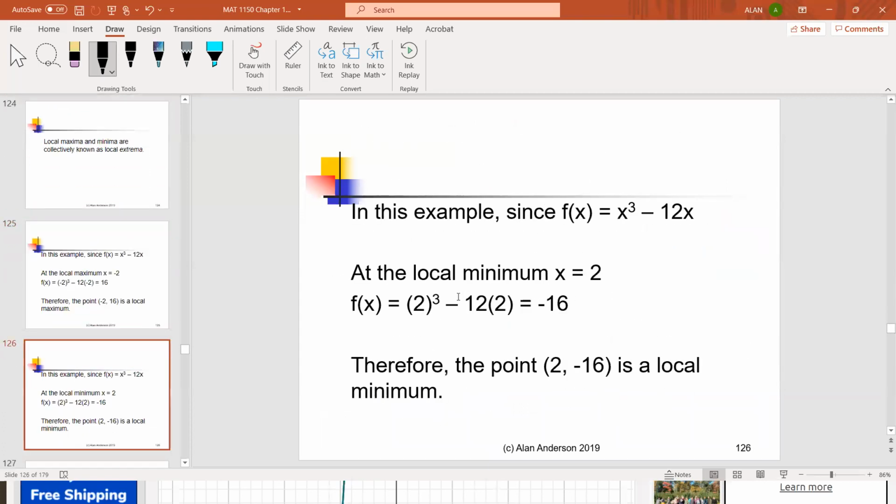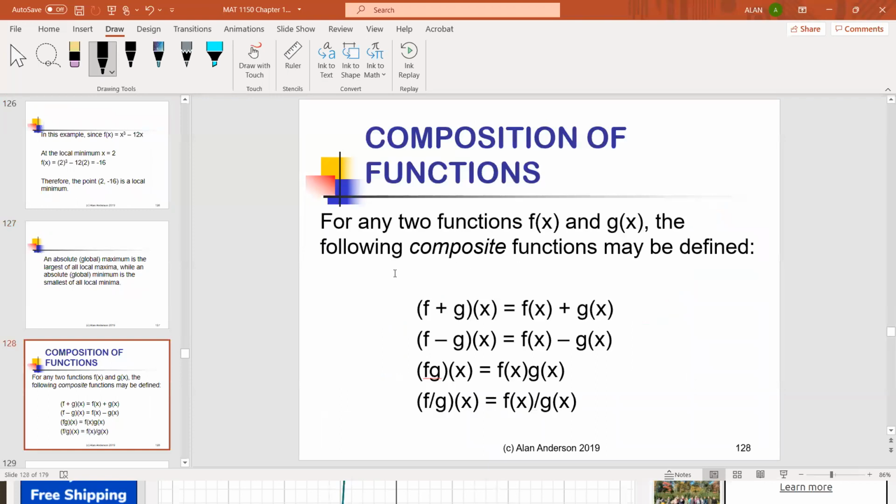Okay, now what's next? Composition. You may remember this from your travels. We can define functions that are themselves functions of other functions. In other words, let's look at this one. This notation simply means add together f of x and g of x. This notation, second one, means f of x minus g of x. So in other words, this is just another way of expressing what happens when we perform algebraic operation on two different functions.